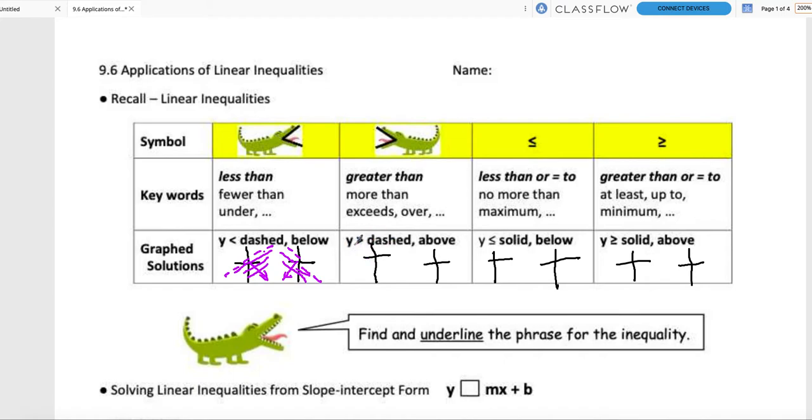Okay, so greater than, and this is still going to be a dashed line, but this time the shading is above. So again, let's do one with a positive slope. And above is going to be this direction. And I would shade all of this region in. Okay, this is dashed, and this time we'll do it with a negative slope. Dashed line, and this time above is this way. And I would shade all of this in.